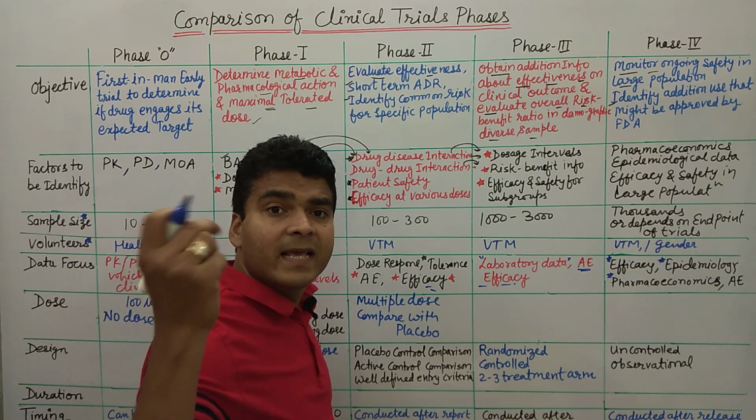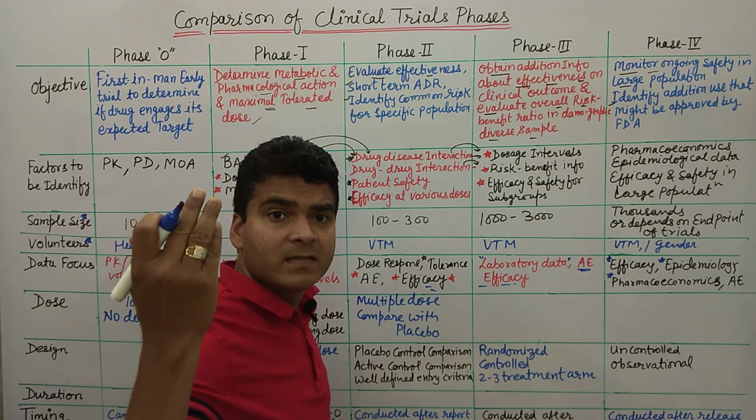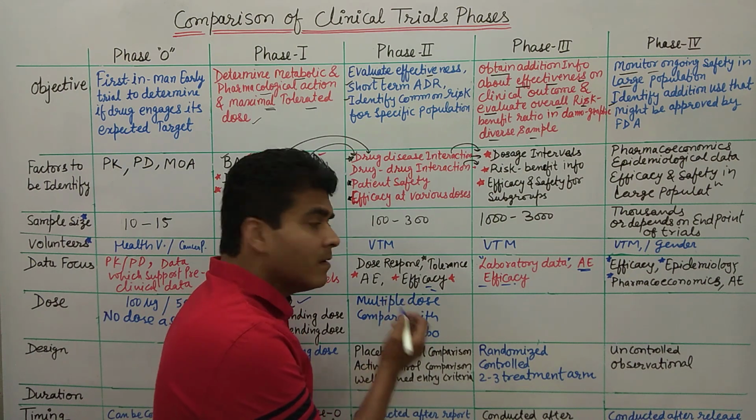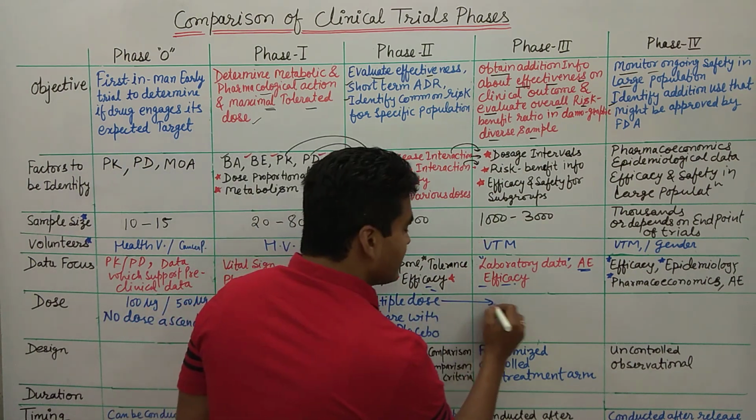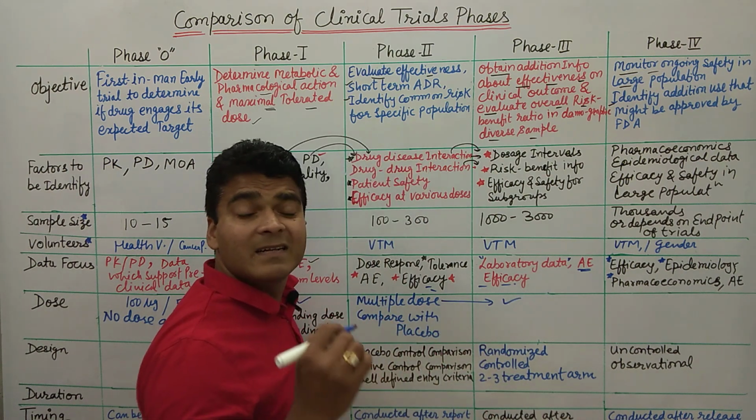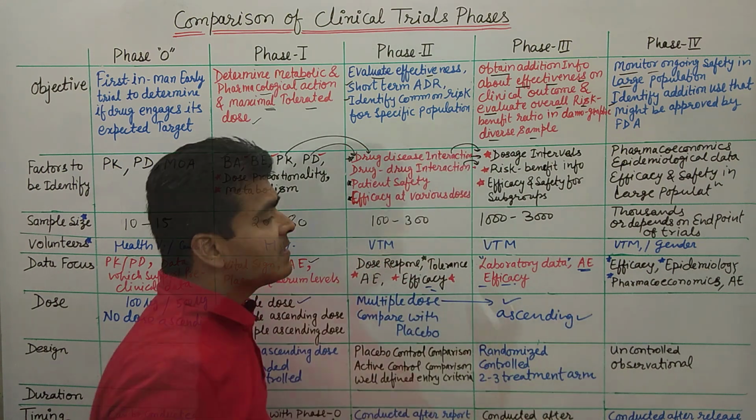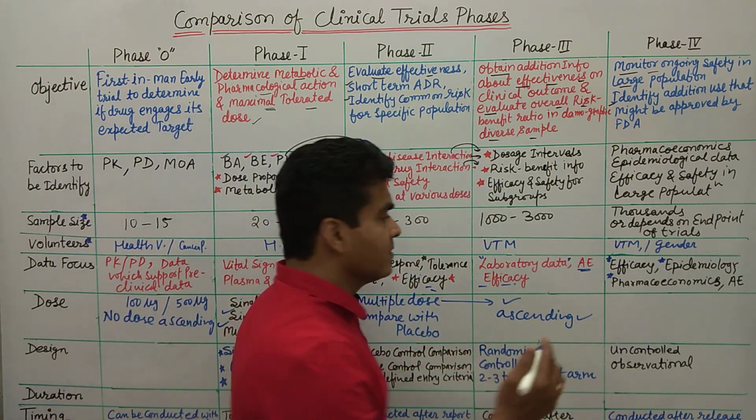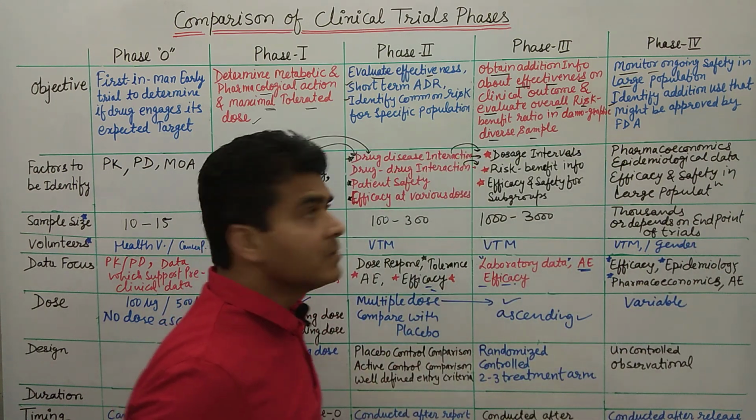Sometimes we are taking these sweet tablets, and sometimes in these sweet tablets there is no medicine, but they work as a medicine. So this is known as a placebo. Then again in phase 3 we have the same multiple dose but with ascending. Ascending is there for the phase 3 trial, and in phase 4 trials the dose may be variable. There is variability in the doses. Clear everyone?